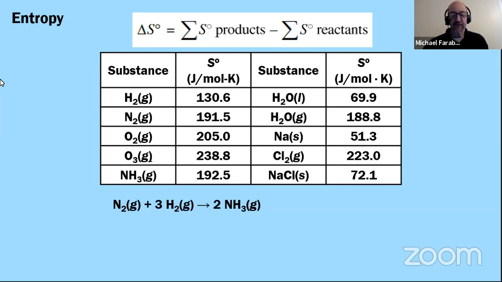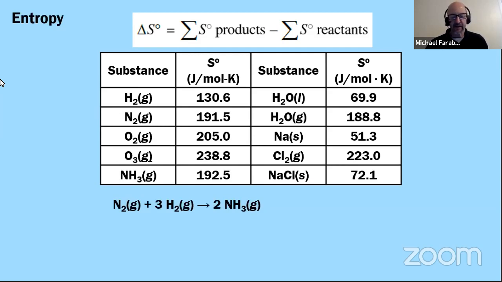So here's a hint. If entropy is increasing, the delta S is positive. If delta S is negative, it means the entropy is decreasing. So think about what happens when you go from 4 moles of gas to 2 moles of gas in terms of the change in entropy.